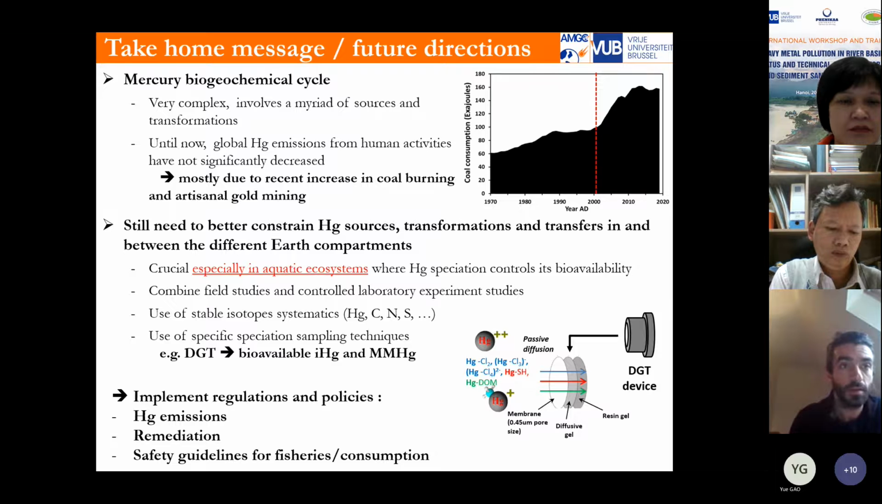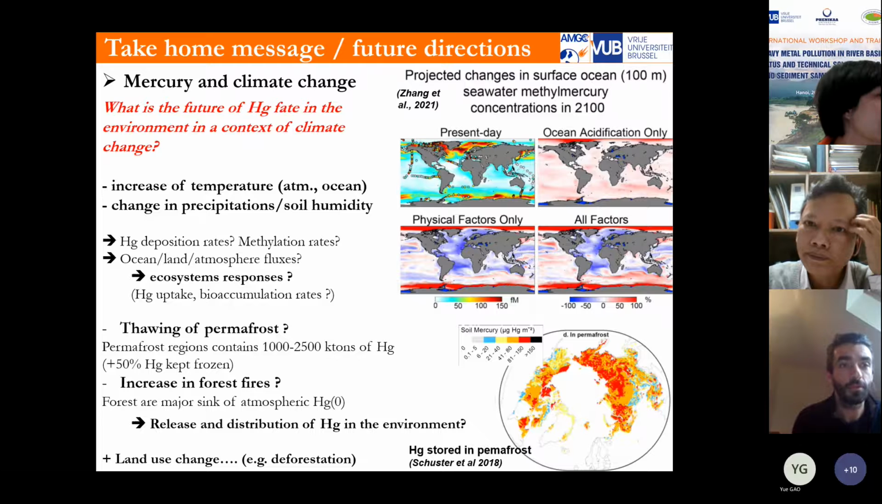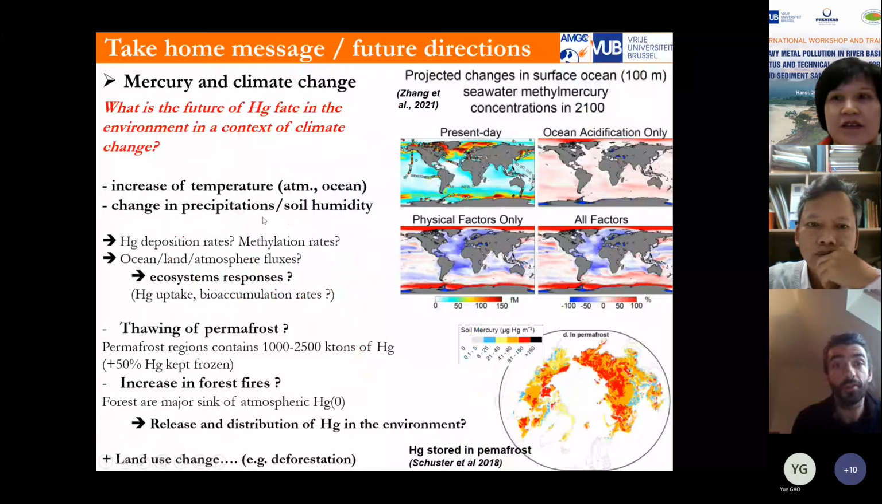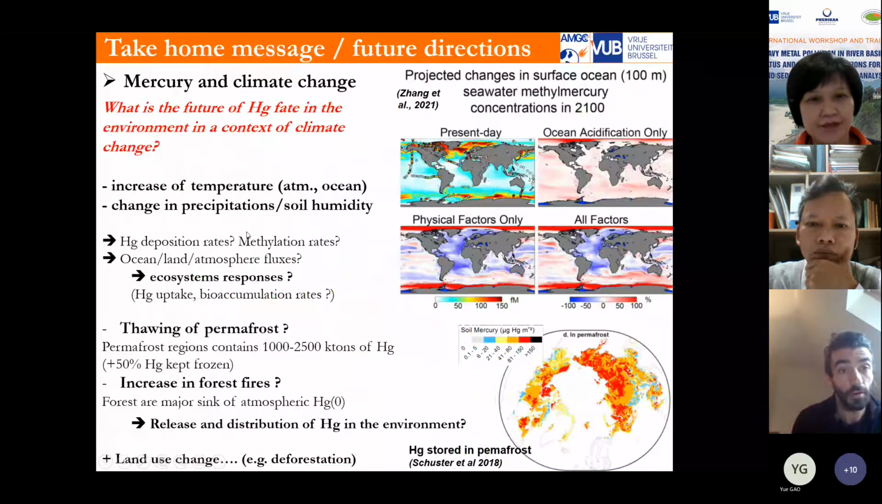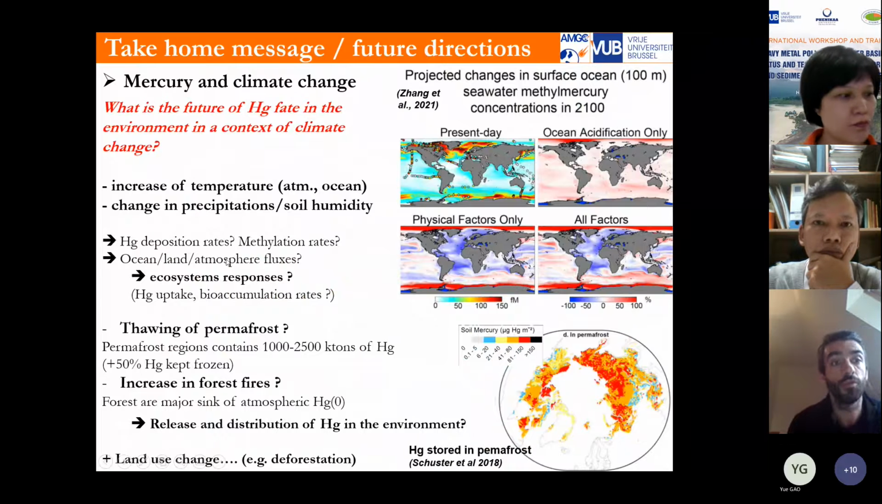And the last slide I wanted to show is what's going to happen in the future in this context of climate change, because if you have an increase of temperature or change in precipitation or humidity in the soils, those can really affect the mercury fate, such as the demethylation rate or the methylation rates. If you increase the temperature, you might have more microorganisms that can methylate the mercury. And then you will also change the flux between the different compartments.